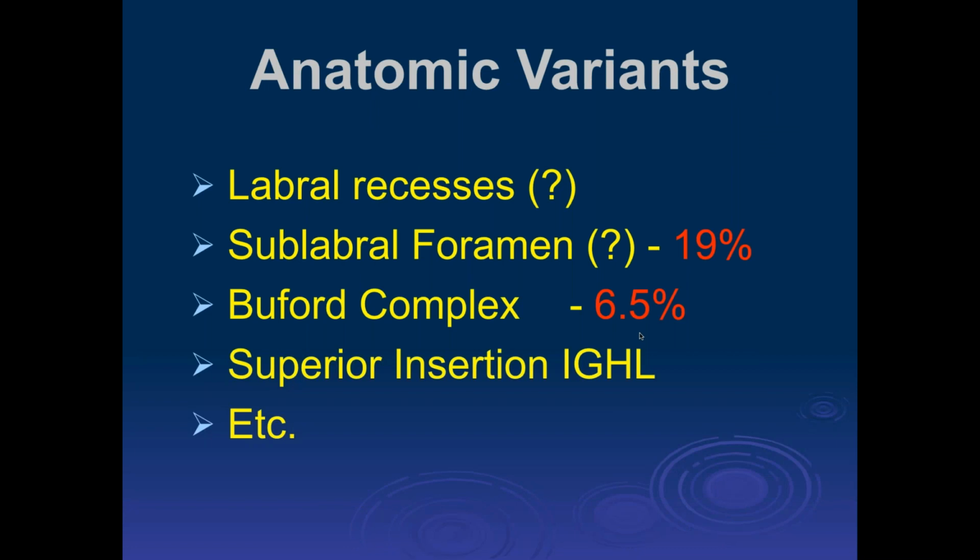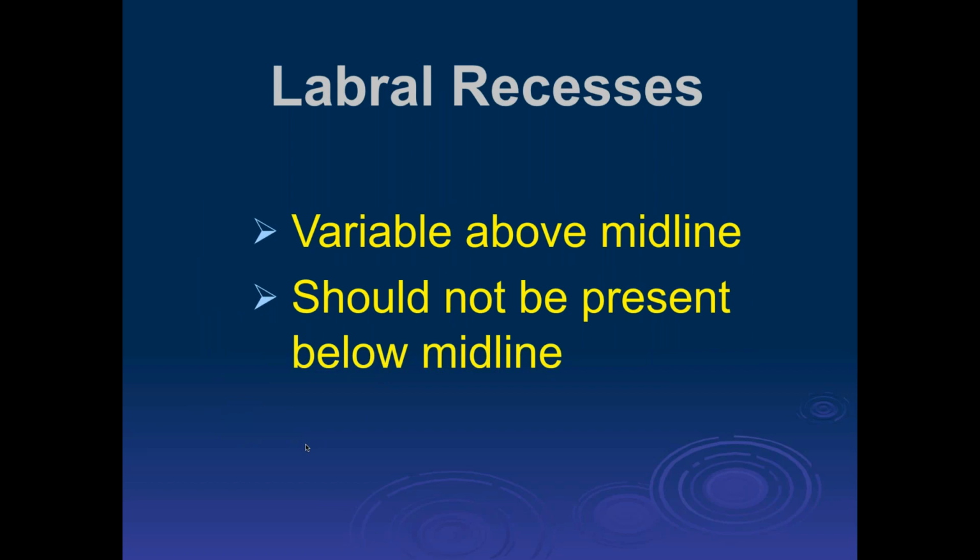So anatomic variants that can be a problem here are the labral recesses, including sublabral foramen, the Buford complex, which was initially described at UCLA, and superior insertion of the inferior glenohumeral ligament, and there are a whole host of others less problematic normal variants as well.